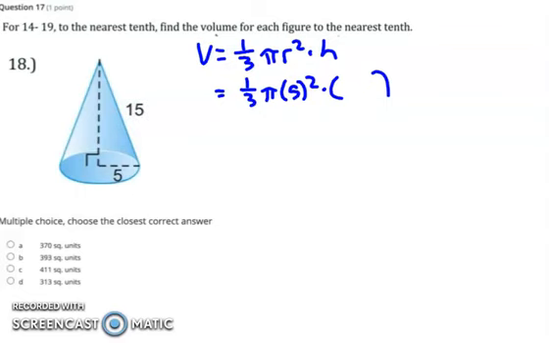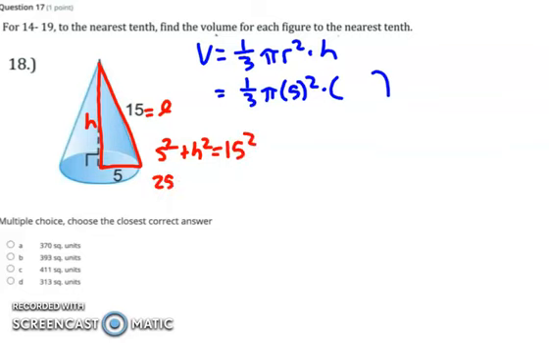So for h, again, this is going to be L. This is that outside spot, that outside height. Okay, we can solve for h with Pythagorean Theorem. So 5 squared plus h squared equals 15 squared. Okay, so we have 25 plus h squared equals 225. So subtract 25 from both sides. The square root of 200 will be our height, our inside height. So the square root of 200, okay, we're going to get 14.14, and that's what's going to go right here.